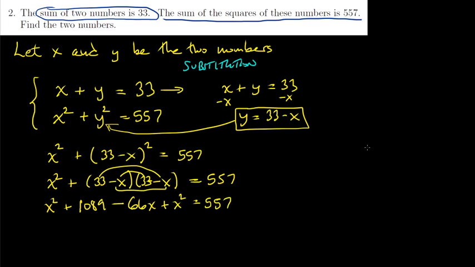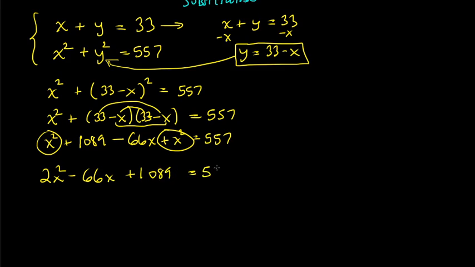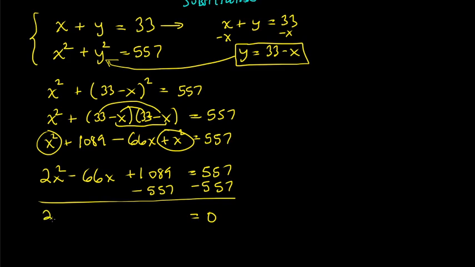Okay. So you see what we get here, we get a quadratic equation, right? x squared plus x squared is 2x squared minus 66x plus 1089 equals 557. So to put it in standard form, I'm going to subtract the 557 from both sides, right? So that gives you 0 on the right. And on the left, it's going to give me 2x squared minus 66x plus 532.